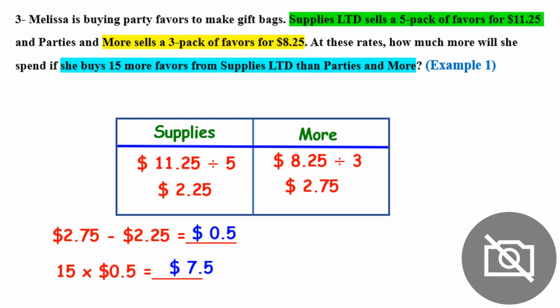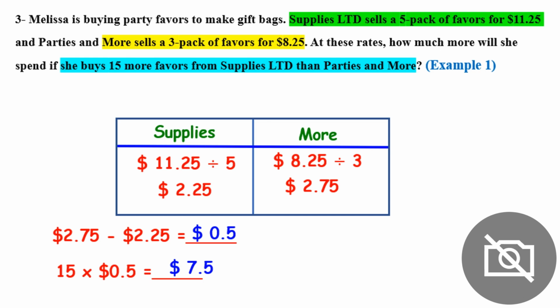See here in this question also same. Here you see $11.25 for a 5 pack, here $8.25 for a 3 pack. As usual, 11.25 you divide by 5, you'll get 2.25. The same way, 8.25 you divide by 3, you'll get 2.75. So the difference for 1 pack is $0.5.